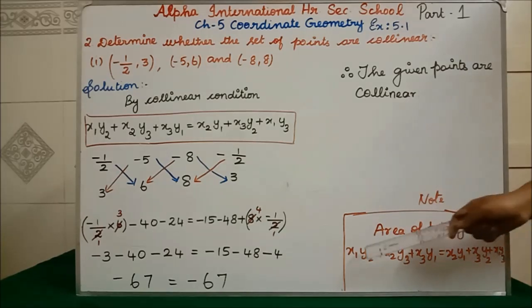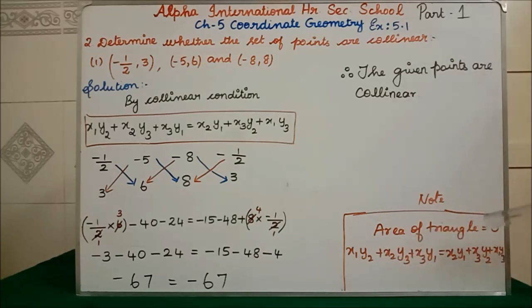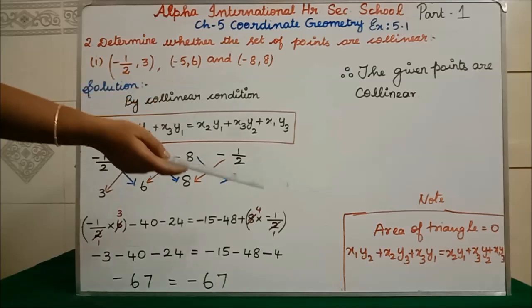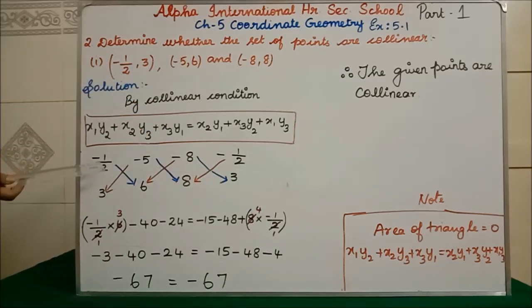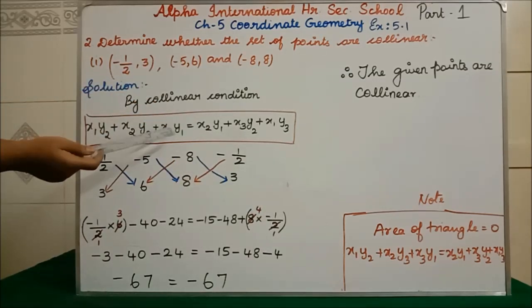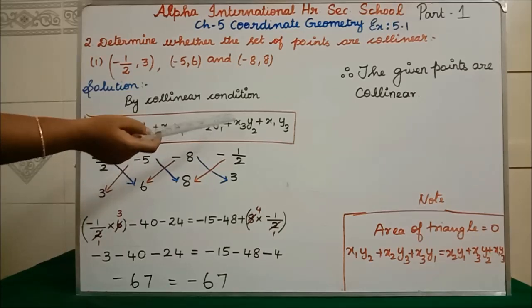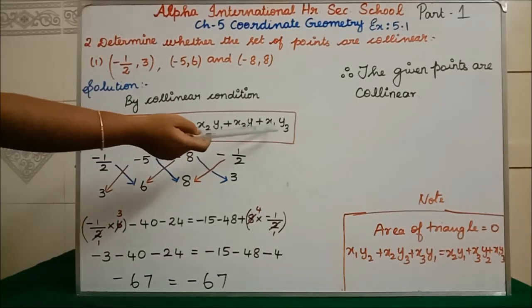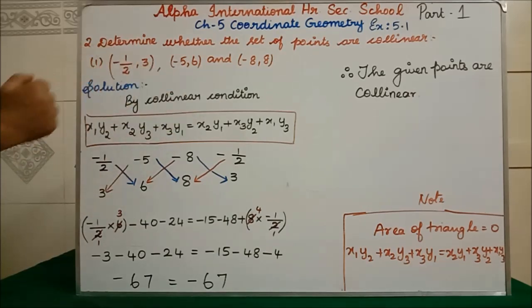We are going to use the second method. Okay, if you need you can do with the first method also. Both are same and both are correct. This is the easiest method, so we are going for the second method. To find whether the given points are collinear, first we are writing the collinear condition. We are writing that formula x1 y2 plus x2 y3 plus x3 y1 equal to x2 y1 plus x3 y2 plus x1 y3.